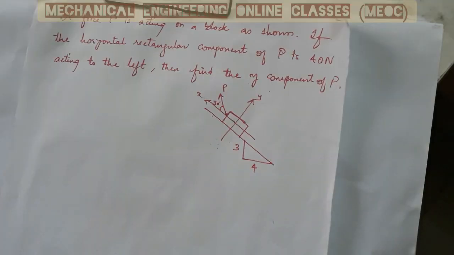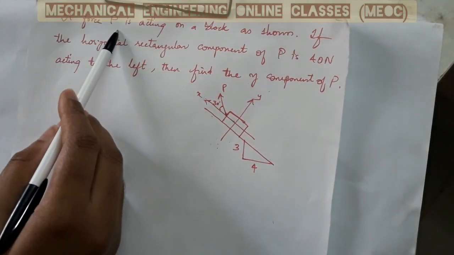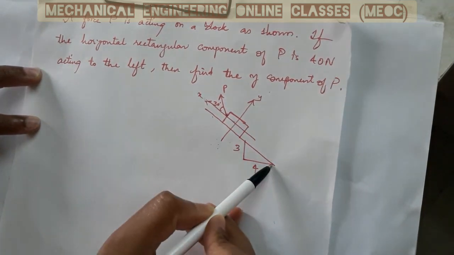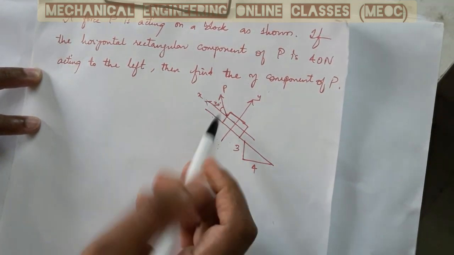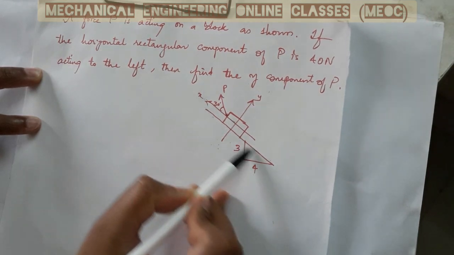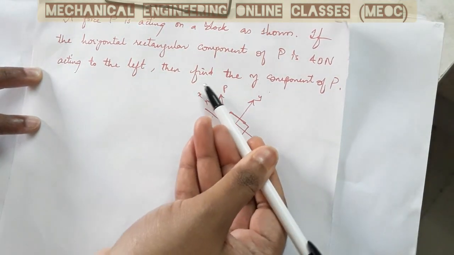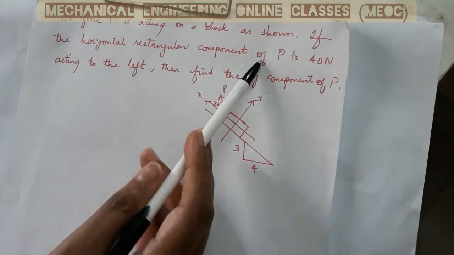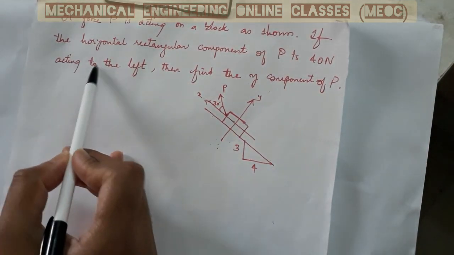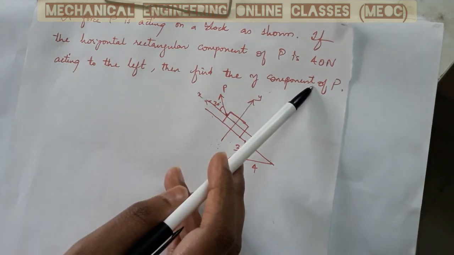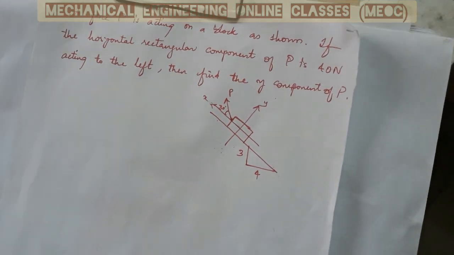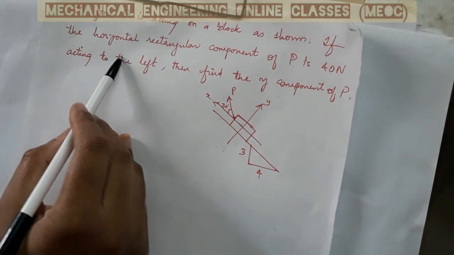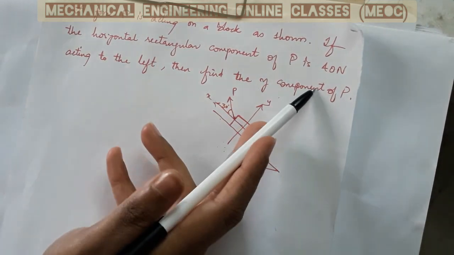So let us see another question. A force P is acting on a block as shown. So this is a block kept on an inclined plane. P is acting like this, which is 30 degrees with respect to the inclined plane. If the horizontal rectangular component of P is 40 Newton acting to the left, then find the y component of P. So in the question it is clearly mentioned that the horizontal rectangular component is 40.